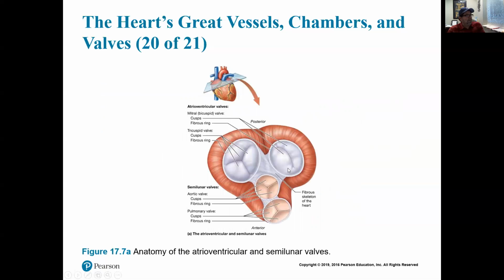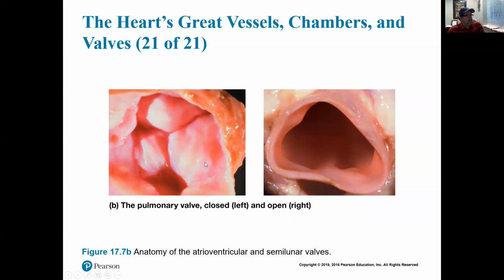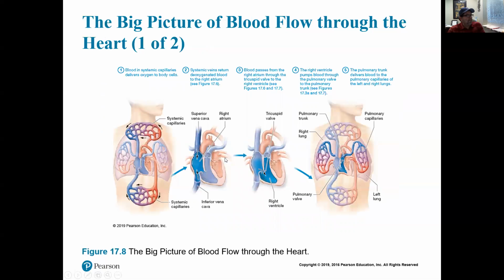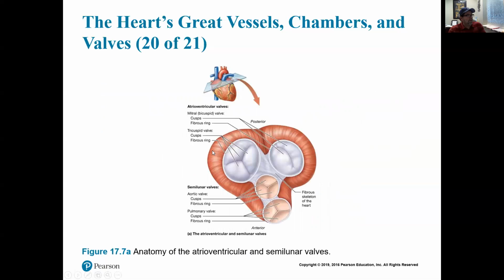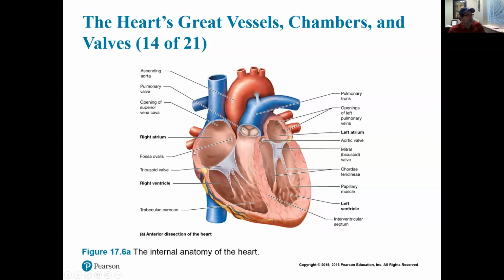We went on. I'm going to move here to the view looking from the top. If you make a cut here and look, here is the pulmonary valve closed on the left, and here it is open on the right. Then we walked through the blood flow again. I'm not going to bore you with this, but remember we did it in class. Blood starts in the what? Go back to this picture and walk through it if you want to.